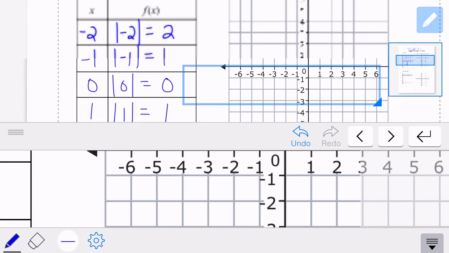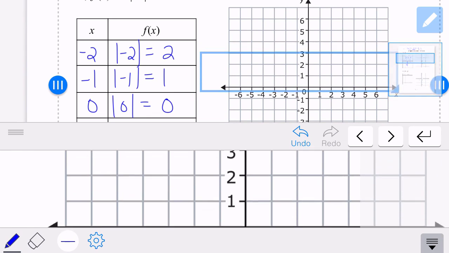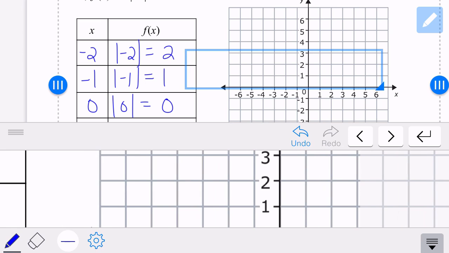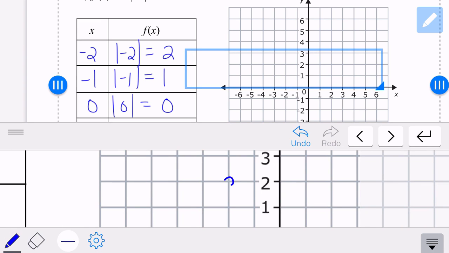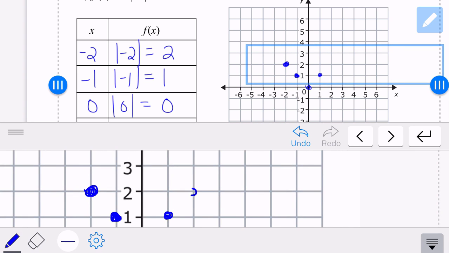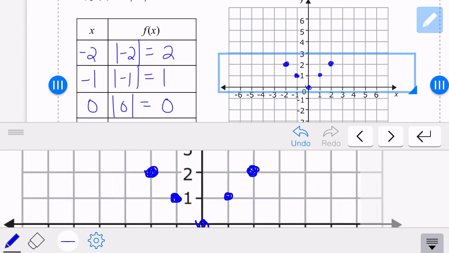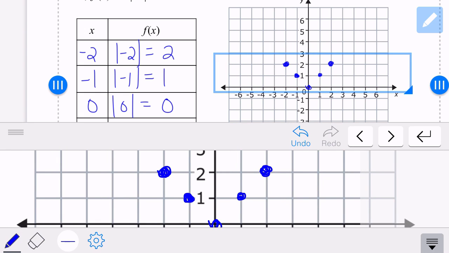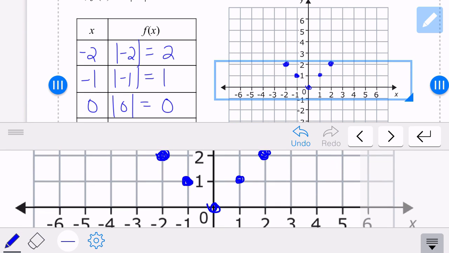So what this one ends up looking like, it's kind of similar to your quadratic, but not quite. We would have our -2, 2, -1, 1, 0, 0, and 2, 2. So then, when you connect these, what you're going to want to do this time, it's not a curve like the other one was. This one has like a V shape to it, okay?